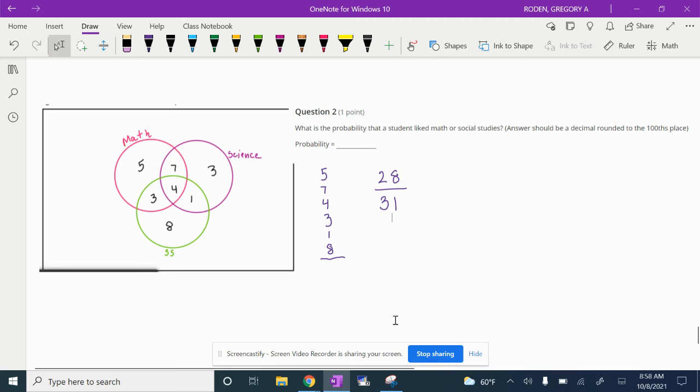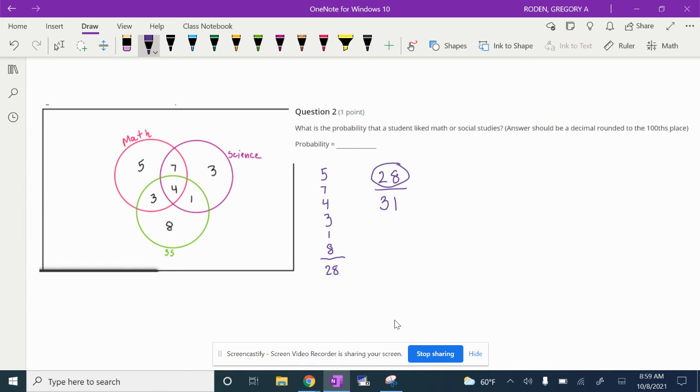All right, so when I did the math here, I got 28 total. I added these up and got 28 total, and that's how many students liked math or social studies. That's going to be the numerator of my fraction. Now, my denominator is the total. Now, it looks like all students are right here, there weren't any that didn't like any of them, so they're all included in this Venn diagram here.